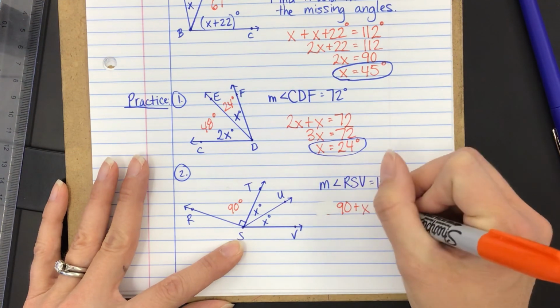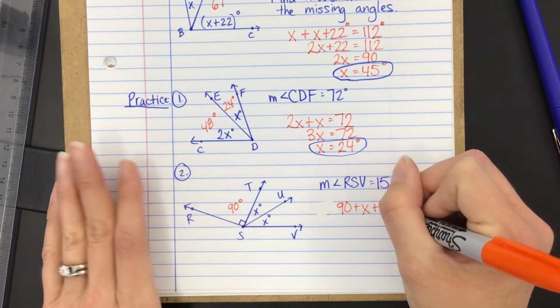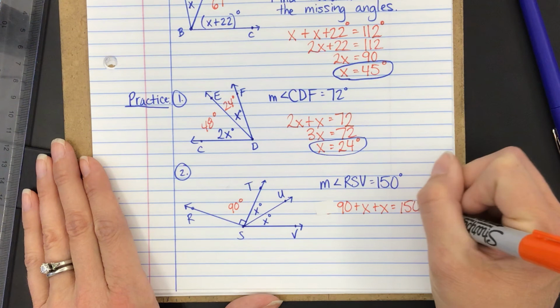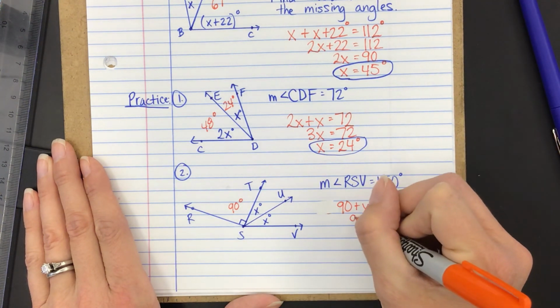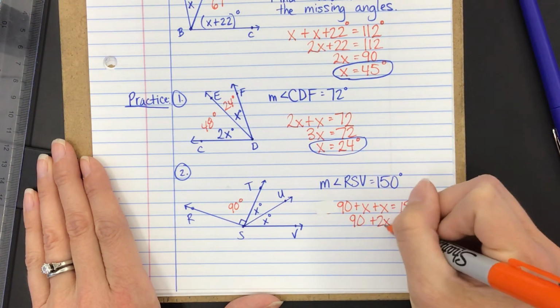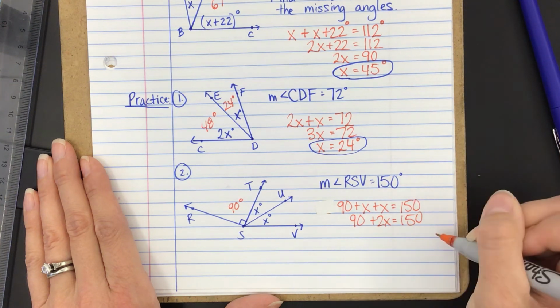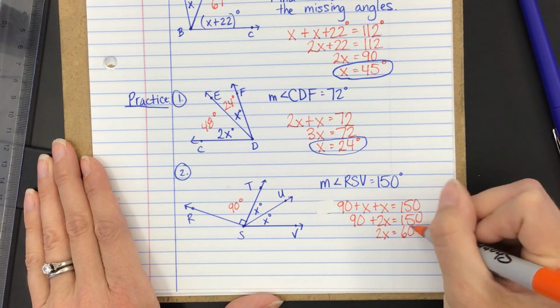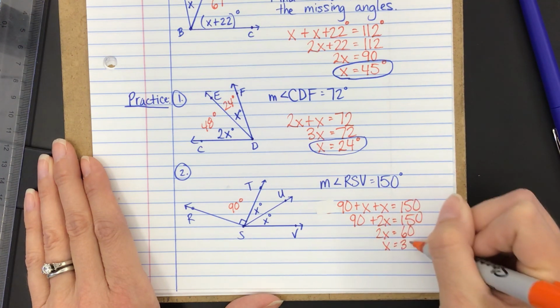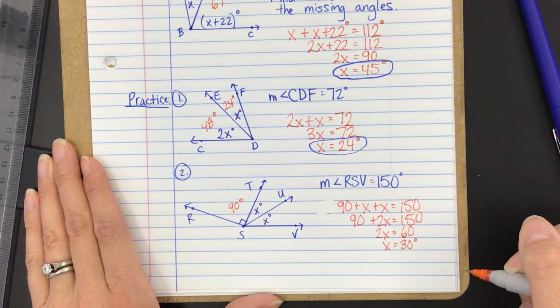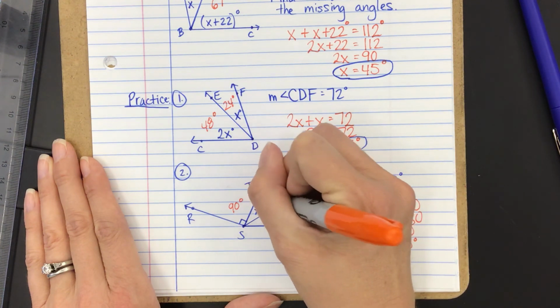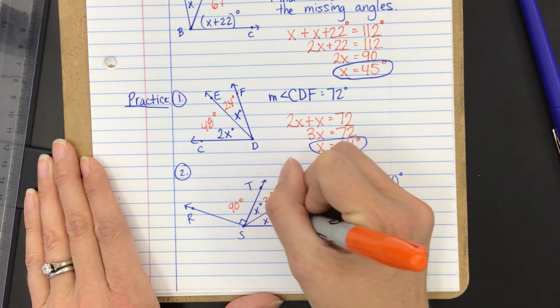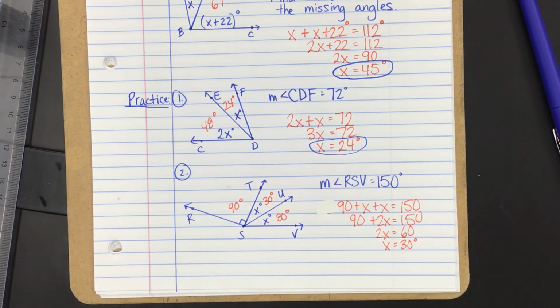plus x this angle plus x this angle is equal to 150. So 90 plus 2x is equal to 150. 2x is equal to 60, and x is equal to 30 degrees. So that means this angle is 30 degrees, and this angle is 30 degrees. There we have it. Feeling good about that?